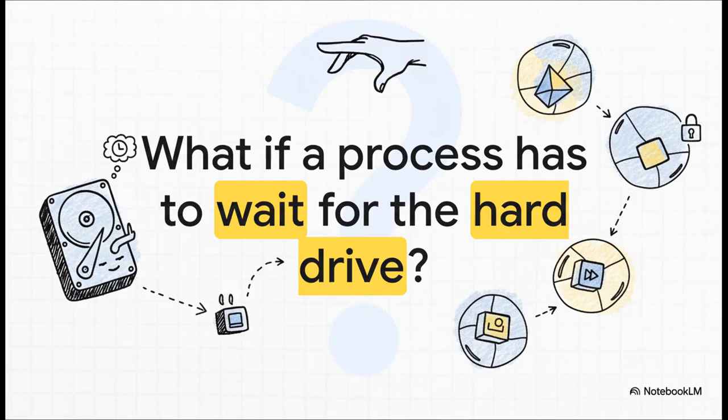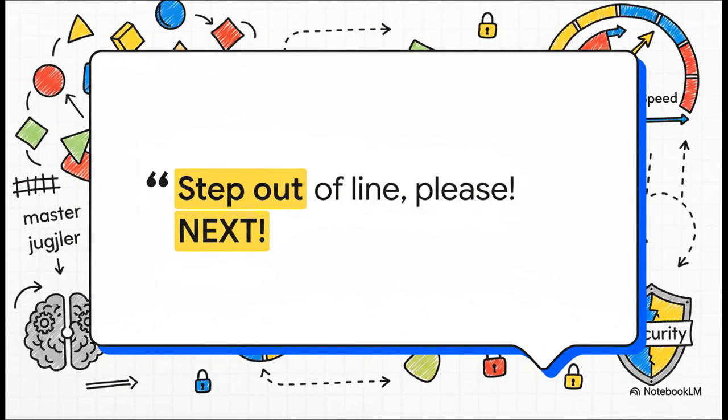Okay, here's a new puzzle for you. Your computer's CPU is unbelievably fast, but other parts, like your hard drive, are painfully slow in comparison. So what happens when a process needs to grab some data from that slowpoke drive? Does the super-fast CPU just tap its fingers and wait? No way, the kernel is way too efficient for that. It does something amazing called a context switch.